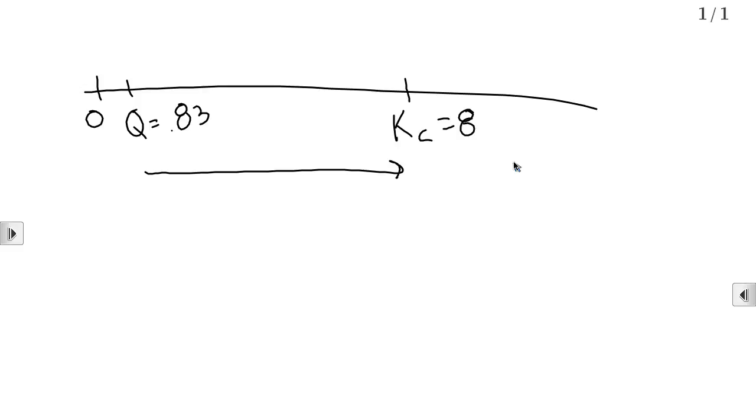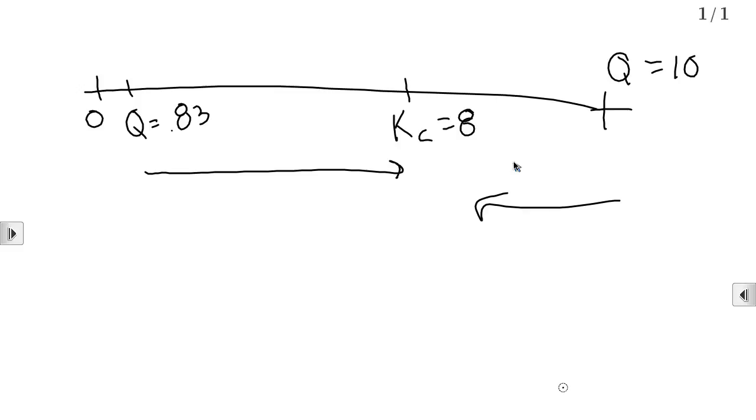Anyway, you always have to do the math and say Q is less than K, so we'll proceed in the forward direction. If we had done all that math and we had gotten Q was 10, then guess what? The reaction will proceed in the reverse direction, the reverse reaction, right? Because Q is greater than K. And guess what you're at if Q is equal to K? If they're equal, where are you at? Equilibrium. So you're at equilibrium because Q equals K.